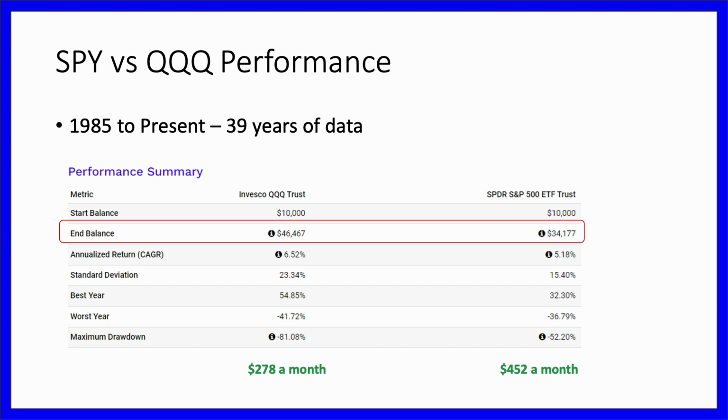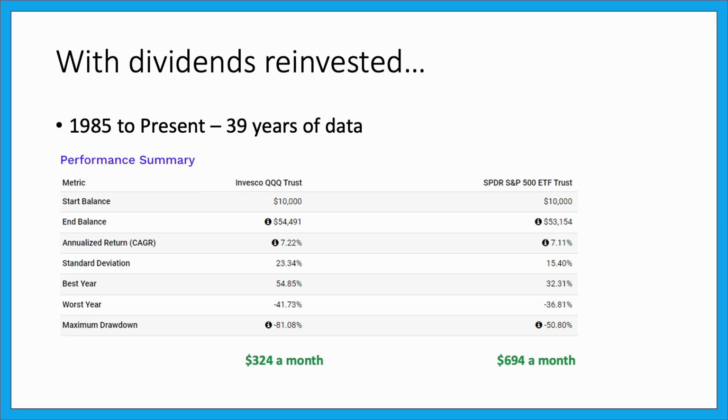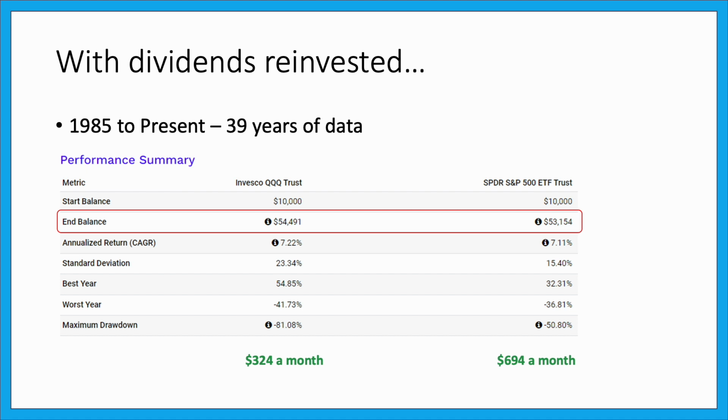Now, what's interesting is if you reinvested dividends, so you invested the same $10,000, except over time you reinvested dividends, for QQQ you'd have $54,000, and for SPY you'd have $53,000. And at the end of that time, QQQ would be giving you $324 a month in passive income, while SPY would be giving you $694. So a noticeable difference there.